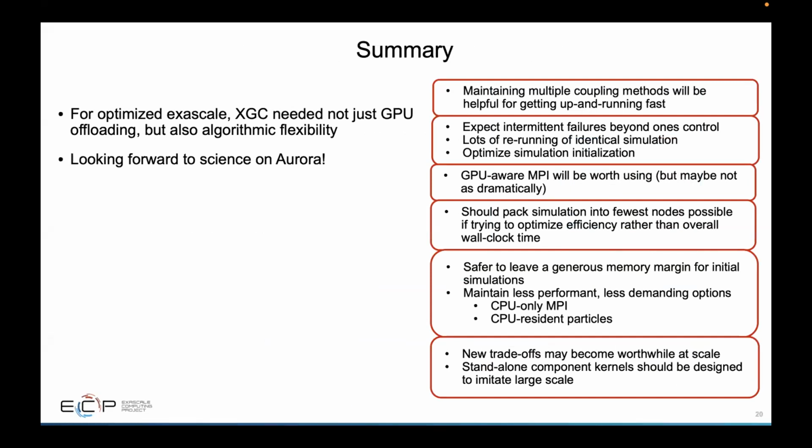So to summarize, for optimized Exascale, XGC of course needed to offload all of our kernels and get the computations fast, but we also needed to look at different algorithms and maintain different algorithms for flexibility on different machines. So I'm looking forward to getting on Aurora and doing science. Thanks.